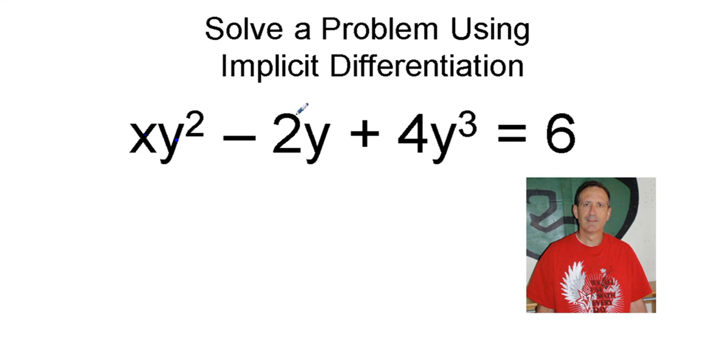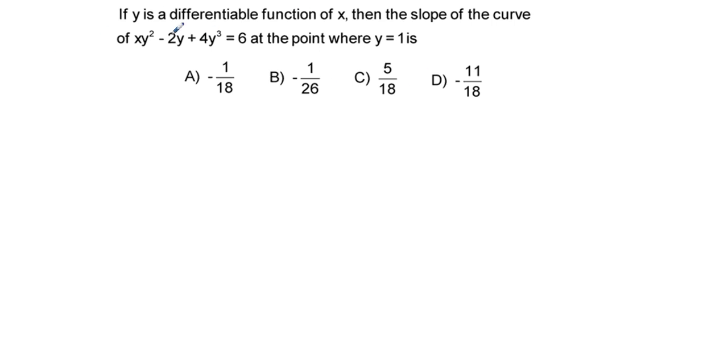Solve a problem using implicit differentiation. And here we have the equation xy squared minus 2y plus 4y cubed equals 6. And this equation is going to be in the context of this problem. If y is a differentiable function of x, then the slope of the curve of xy squared minus 2y plus 4y cubed equals 6, at the point where y equals 1, is, and we have these four possibilities as answers.